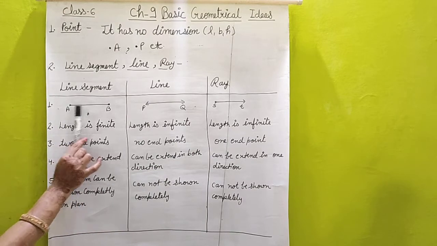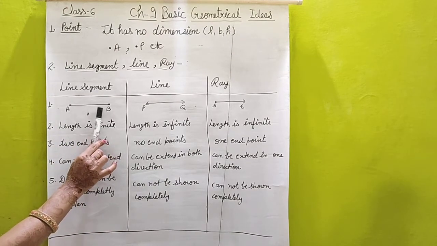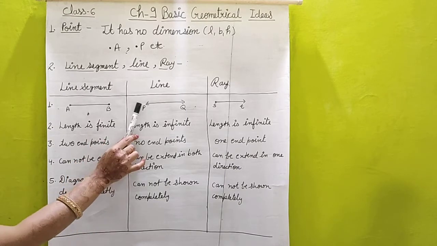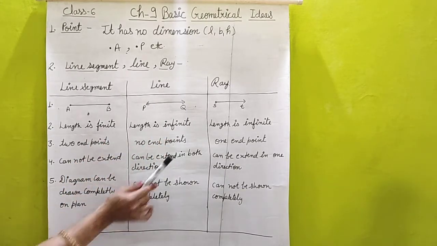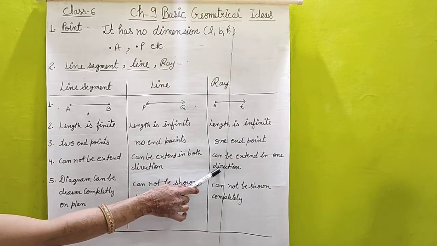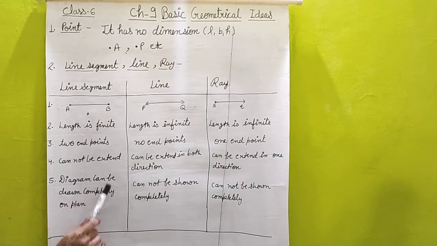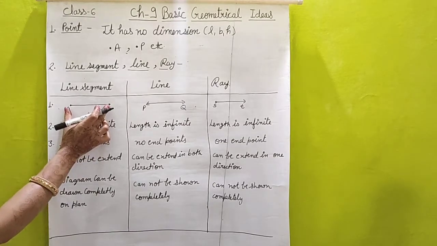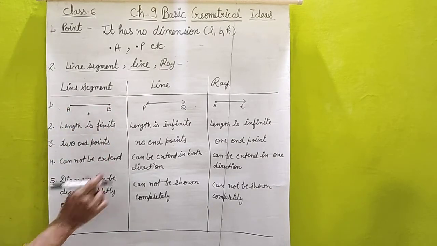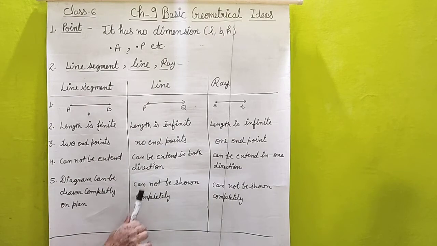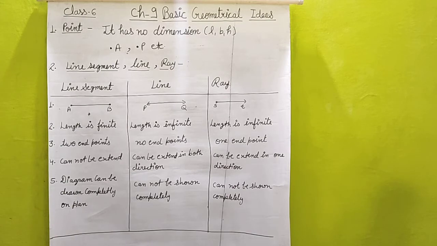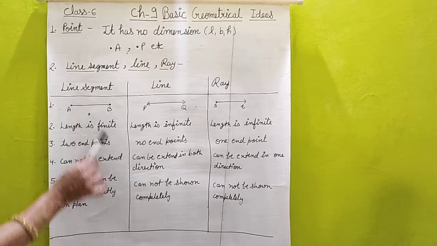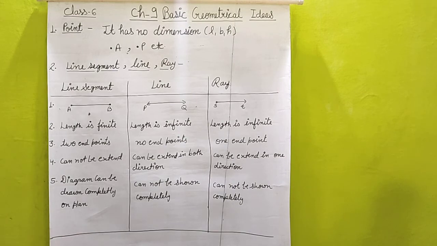Fourth, it cannot be extended or produced. It can be extended in both directions. It can be extended only in one direction. Fifth and last point, the diagram can be drawn or shown completely on a plane. Because it has a fixed length, completely on a plane we can draw. A line we cannot draw completely on the plane and a ray also we are not able to draw completely on a plane. So this was the difference, students. Now the third point.